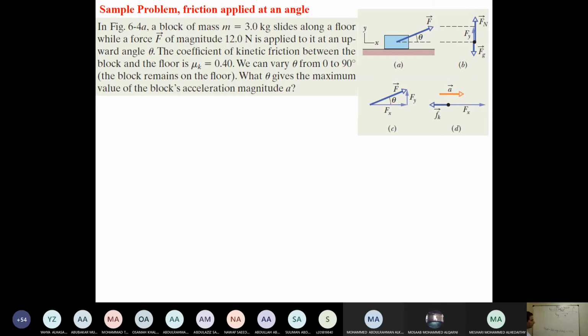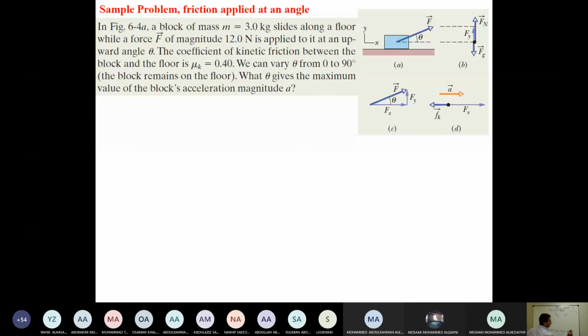Now, read the last sentence of the problem. They're asking, what theta gives the maximum value for the block's acceleration magnitude A? What should we do now? If A is maximum with respect to angle theta, what should we do? If something becomes maximum with respect to another thing, whenever you take the derivative of it with respect to that variable, it will be 0 because it is maximum. No further change can happen in that. So the further change will be 0.